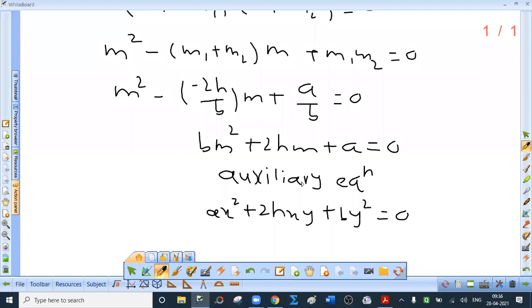Of course, you should know the logic also: if you divide by x square, then you have to replace y by x with m. Why? Because we are discussing a line through origin. Its equation is y equal to mx. So y upon x equal to m.